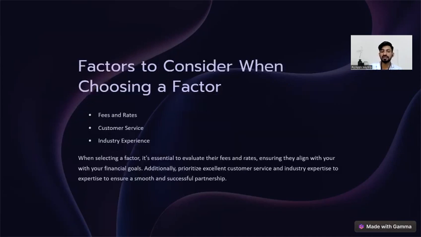The next slide consists of the factors to consider. When should we choose a factor? Firstly, before obtaining anything from a factor, a person would definitely reach out and inquire about three things: the fees and the rates the factor is going to charge, the customer service they are going to provide, and the industry experience of that particular person. So while selecting the factor, it is essential to evaluate their fee rates, ensuring they align with your financial goals. Additionally, we prioritize excellent customer service and industry expertise to ensure a smooth and successful partnership between the buyer, seller, and also the factor who acts as a middleman.